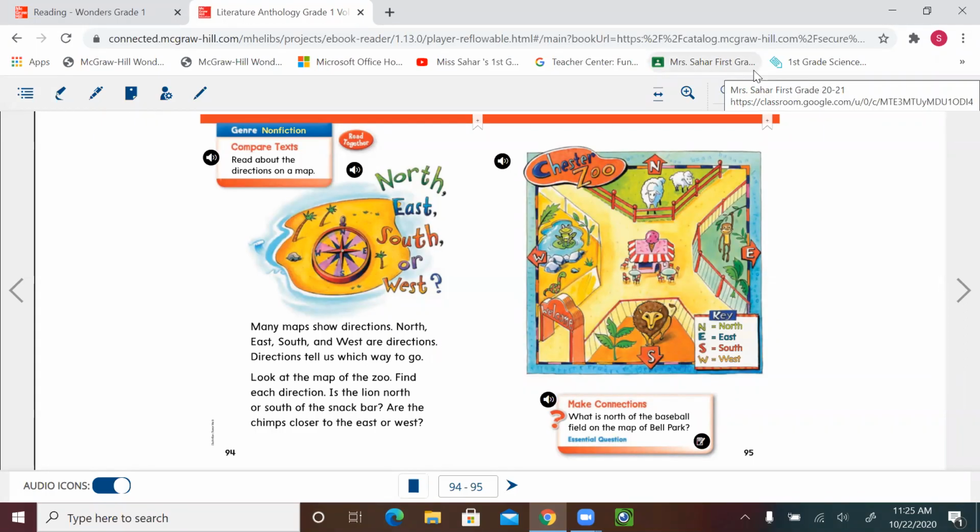Please get your literature anthology book and let's start. Open your book, page 94. You know, this unit, we're talking about places in maps, in community, town.